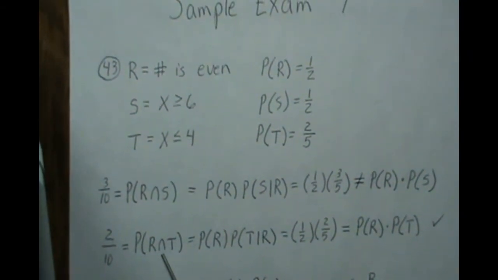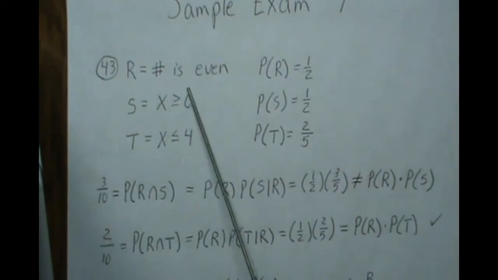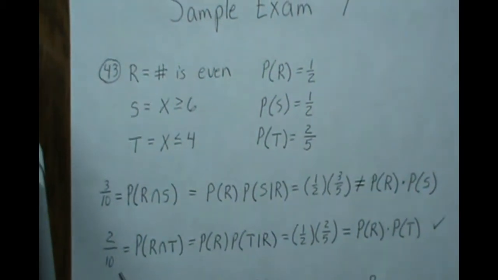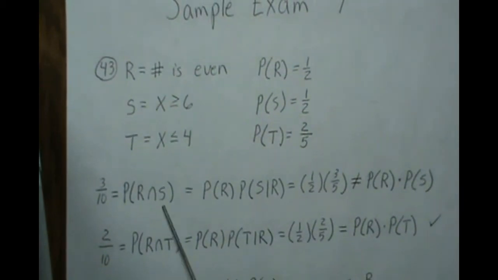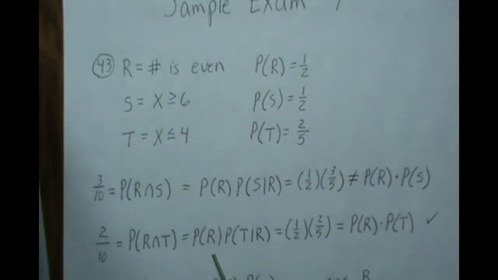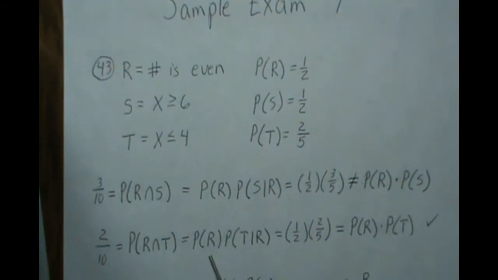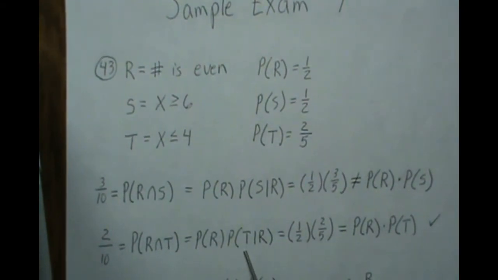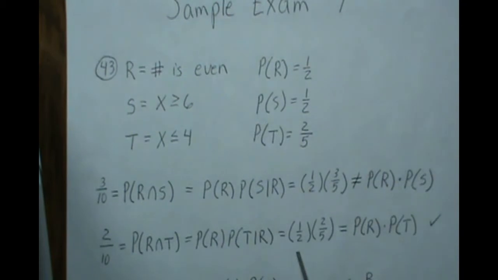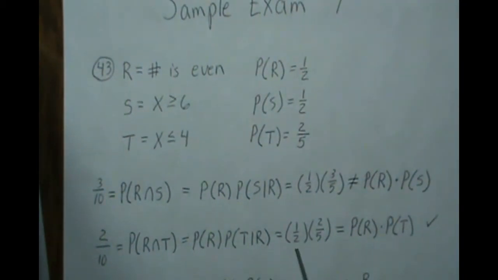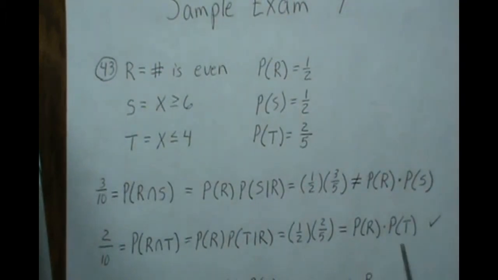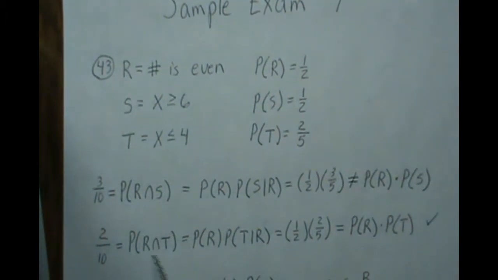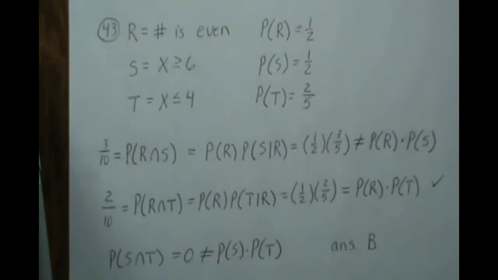Probability of R and T, again, you can rationalize it out that that's 2/10. Then this can be rewritten as the probability of R times the probability of T given R, which you can do the math and it's 1/2 times this, and that is equal to their marginal probabilities. So R and T are independent.